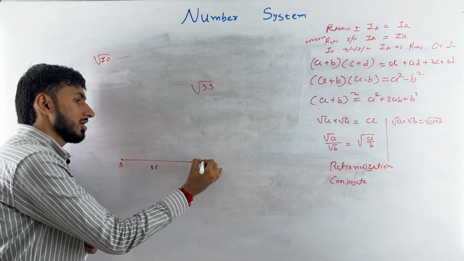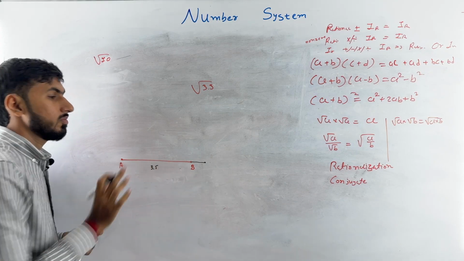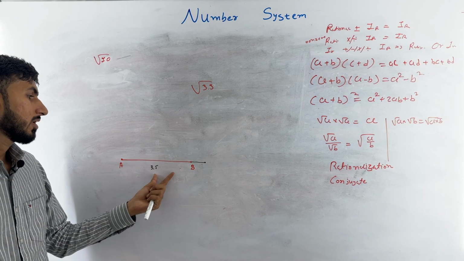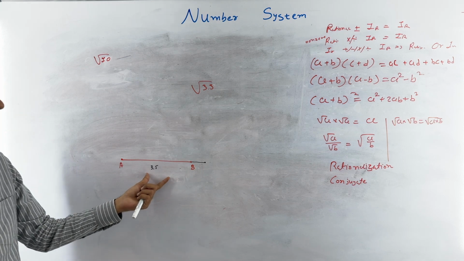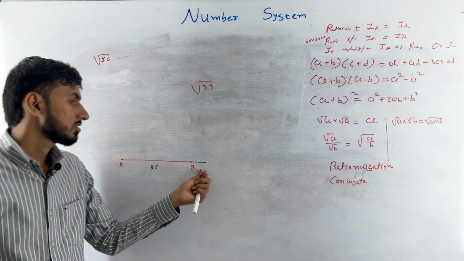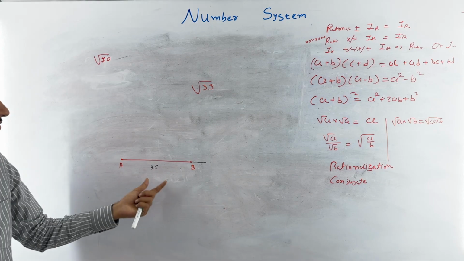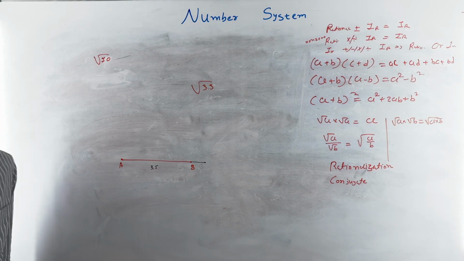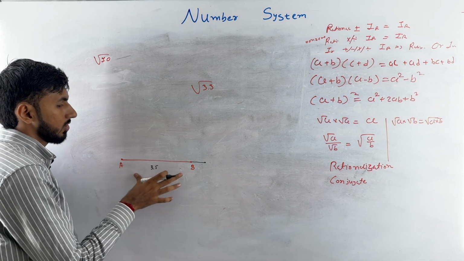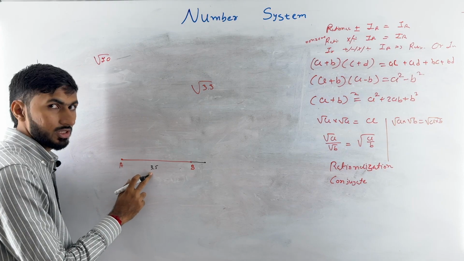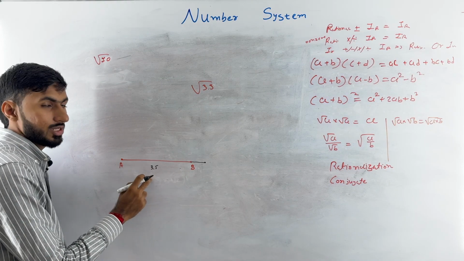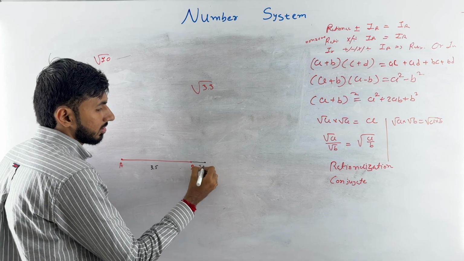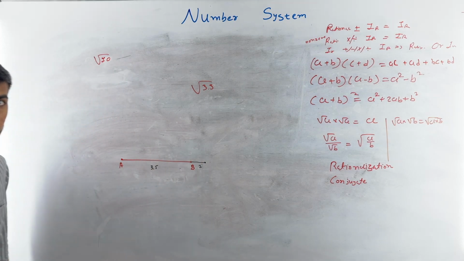Here I have mentioned that I will use the same unit. If I have taken 3.5 centimeter, I will increase 1 centimeter here. If I have taken 3.5 foot, I will increase 1 foot here. If I have taken 3.5 inches, I will increase 1 inch here, right? So for AB, I have taken length as 3.5. So draw a line segment AB with length 3.5, then extend it with exactly 1 centimeter.